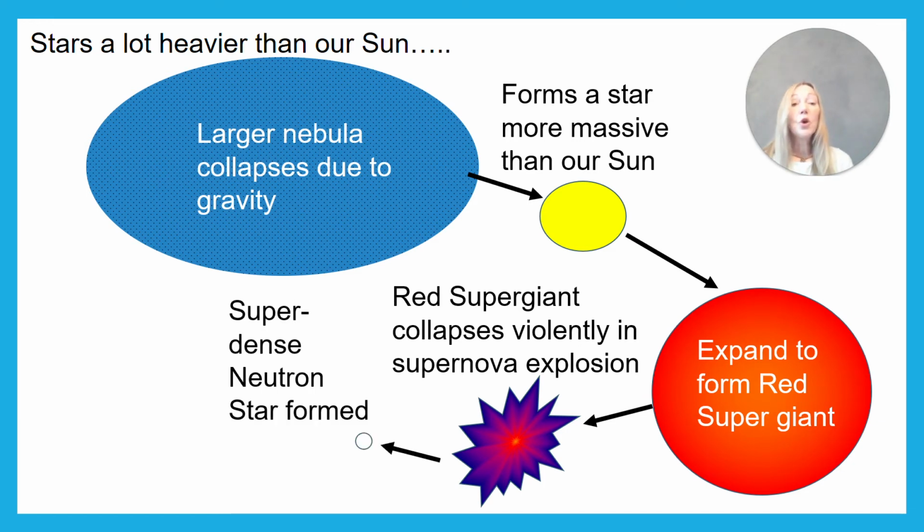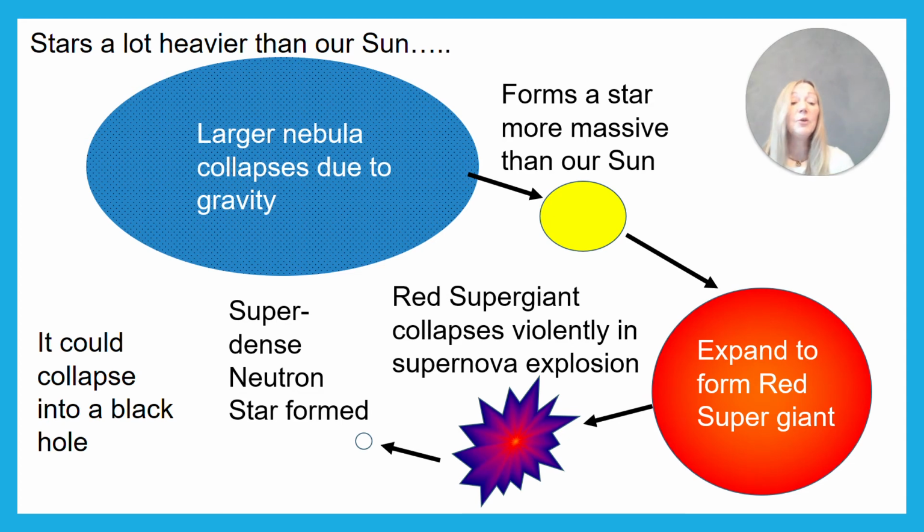Now what happens to the core is the core becomes so dense, we call it a neutron star. It becomes really, really dense. And again, as it collapses, we believe it could collapse into a black hole.